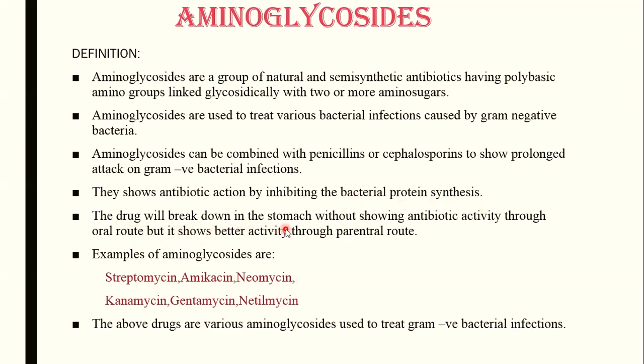The drug will break down in the stomach without showing antibiotic activity when given through the oral route. It will just break down in the stomach, but it will not show any antibiotic effect. But it will show better activity when it is administered through the parenteral route. Examples of various aminoglycosides are streptomycin, amikacin, neomycin, kanamycin, gentamicin, and netilmicin. These drugs are used to treat gram-negative bacterial infections.